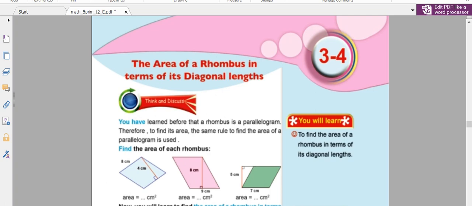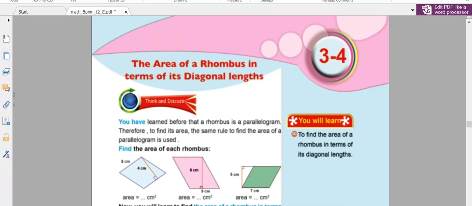Hope you are fine. In today's lesson, we will do lesson 4, unit 3, the area of a rhombus in terms of its diagonal lengths. In this lesson, we will use the diagonal lengths to get the area of the rhombus.